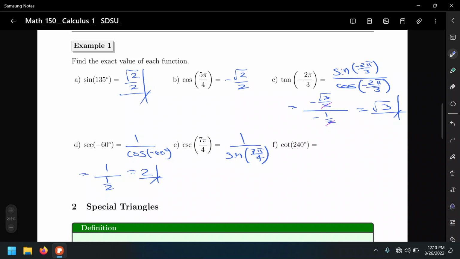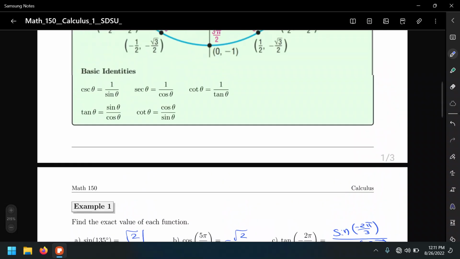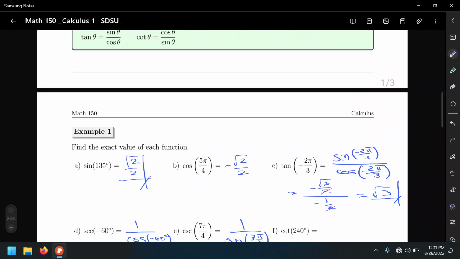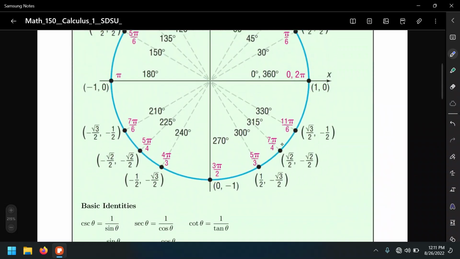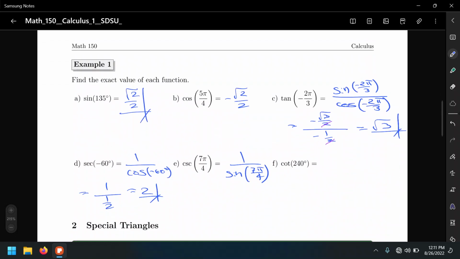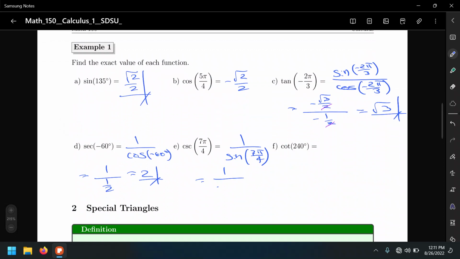Let's go to the unit circle. What was that again? Oh, 7 pi over 4. And it's positive, so 7 pi over 4 right here. We have root of 2 over 2 and negative root of 2 over 2 because we're looking for cosecant, which is 1 over sine. Is it going to be the x value or the y value? The y value, right? So the one with the negative sign, 1 over negative root of 2 over 2, which is negative 2 over root of 2.